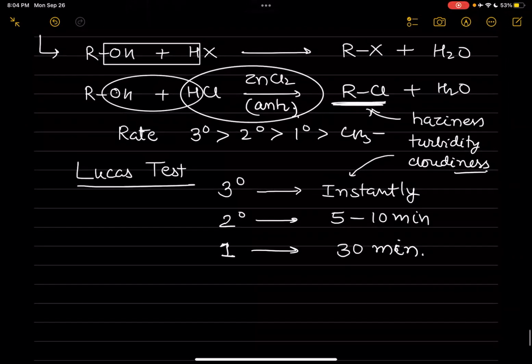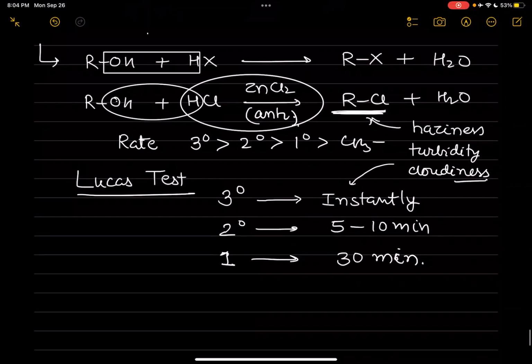Any doubts in this? Yeah, Anushka, tell me. Clear? Arshin, Imad, Rayan? Yes, sir.